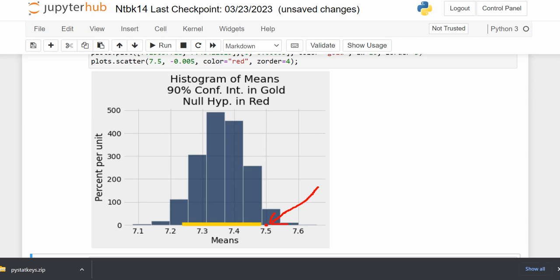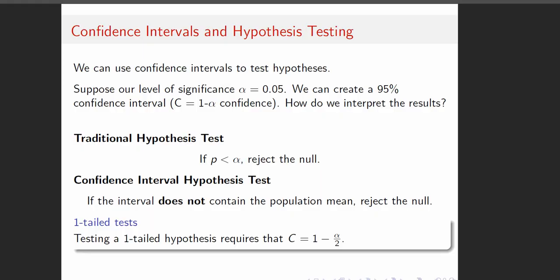So let me go over this on the slide just to help bring it together. It turns out that we can use confidence intervals to do hypothesis testing. Normally, if alpha is 0.05, we create a 95% confidence interval. So the confidence percentage is 100% minus alpha, or 1 minus alpha switched to a whole number percentage. With the traditional hypothesis test, we have this criterion: if p is less than alpha, we reject the null.